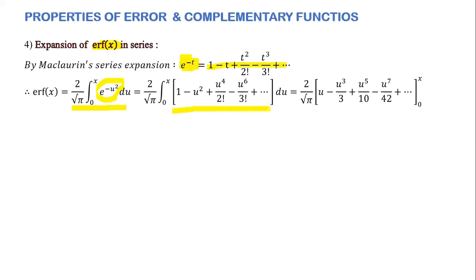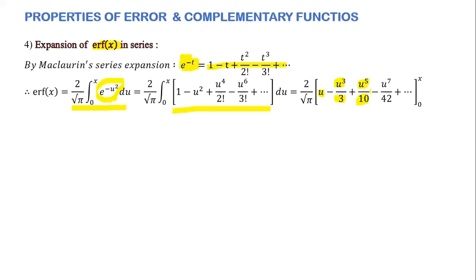So you will get 1 minus u square, just put t equal to u square. So 1 minus u square; t square means u raised to 4 upon 2 factorial; t cube means u raised to 6 upon 3 factorial; bracket complete, du. Now integrate each term. The integration of 1 is u. The integration of u square is u cube by 3. The integration of u raised to 4 is u raised to 5 by 5. So the term becomes 10.